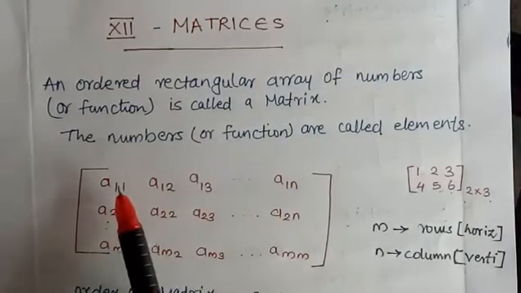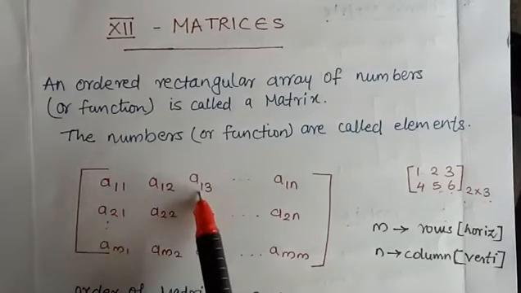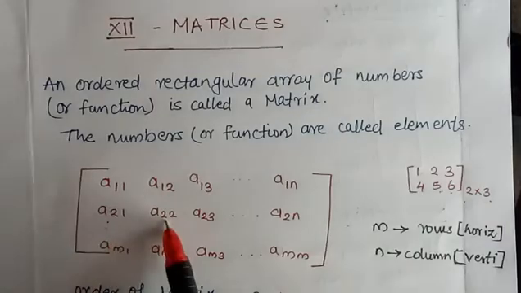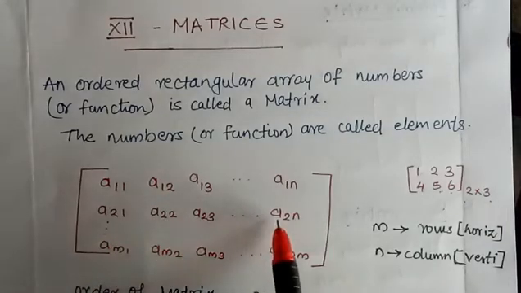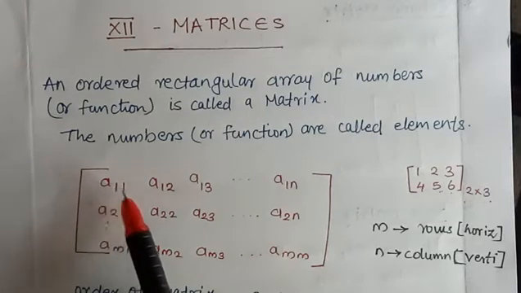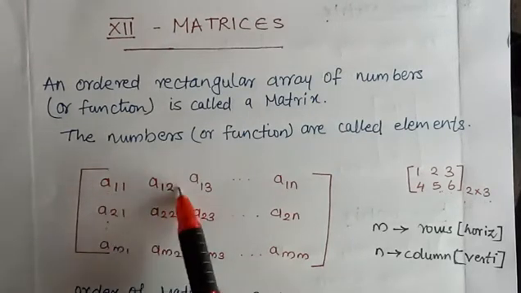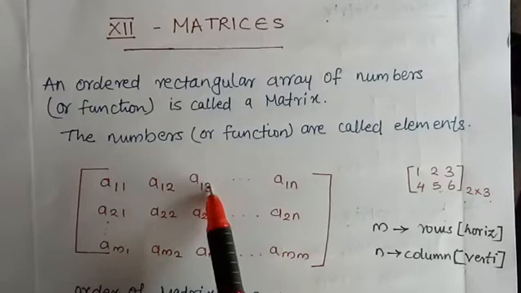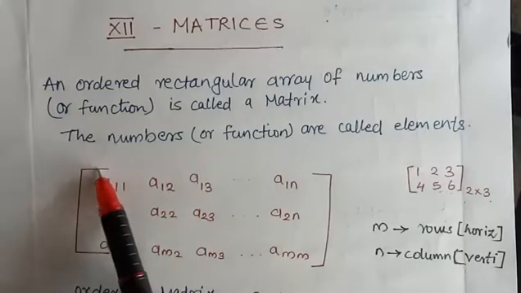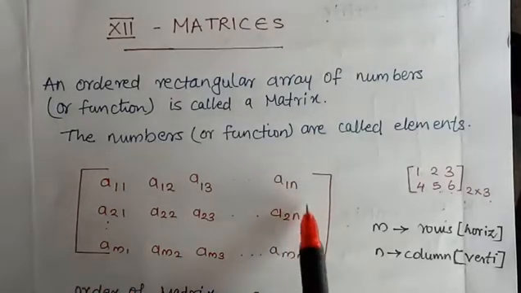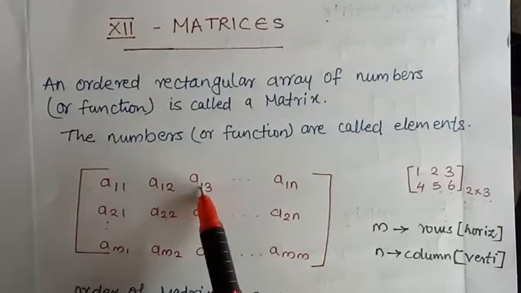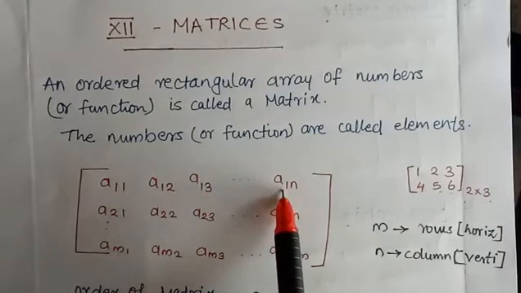Consider the example A11, A12, A13, etc., up to A1N. Then A21, A22, A23, etc., up to A2N. And this A11 or A12, these are numbers or functions. And these numbers or functions arranged in a rectangular box is called a matrix. And each of the members is called an element.